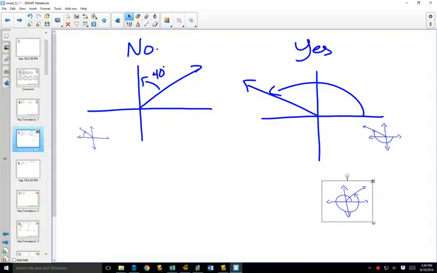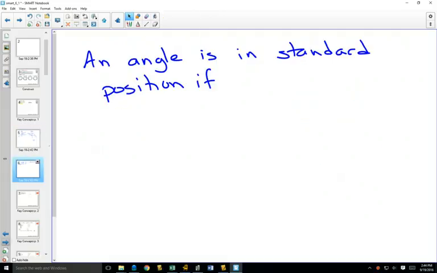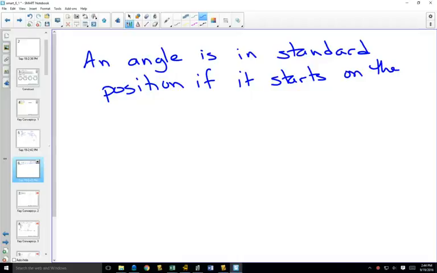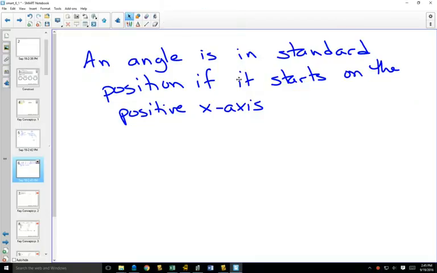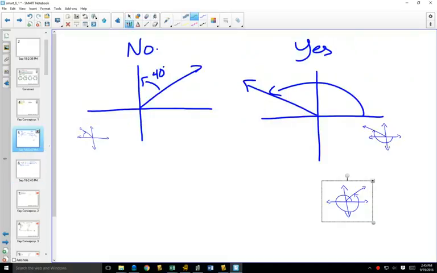Okay, all of the ones on the yes side started from that one side. That is true. So we can go to our definition here. An angle is in standard position if it starts, how are we going to describe that one side? On the positive x-axis. Does that make sense for that side? Can't start on the negative x-axis. Has to start on the positive x-axis. So any angle in standard position has to start, and all of these ones started here.